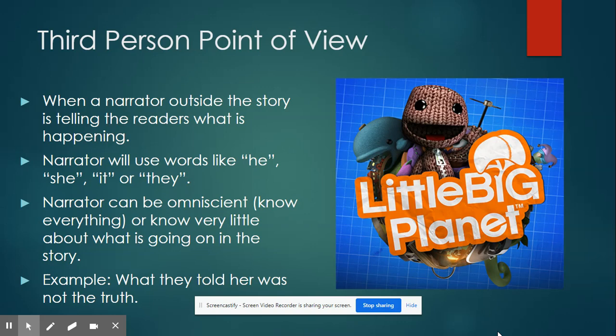Sometimes narrators are not trustworthy. We're going to read stories where the narrator is not telling us the truth. So you have to keep that in mind. Not all narrators are trustworthy. My example is Little Big Planet. I don't know if people have played that game. Some have. There's a narrator who talks about the character, whose name is Sackboy, and what his adventures are. So that's really important. The example is: what they told her was not the truth. So keep that in mind, please.